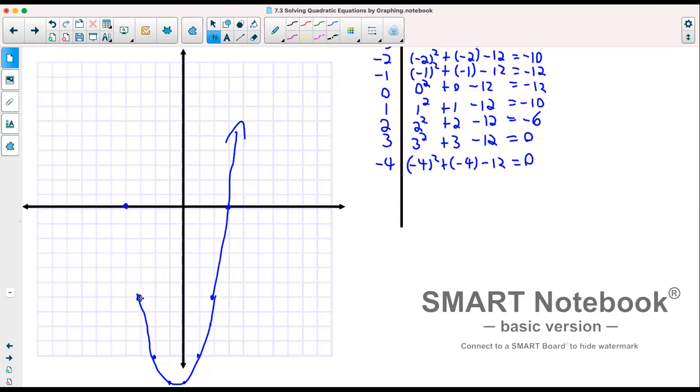So at -4, we're crossing. So our answers would be our x-intercepts here. So we have x is equal to -4 and +3.